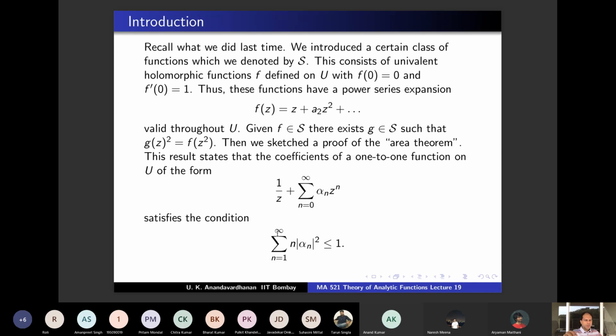What we skipped was the precise computations. There was an inequality involved in the starting, which I asked you to verify, and the precise double integral I also did not put below. But this was the idea.